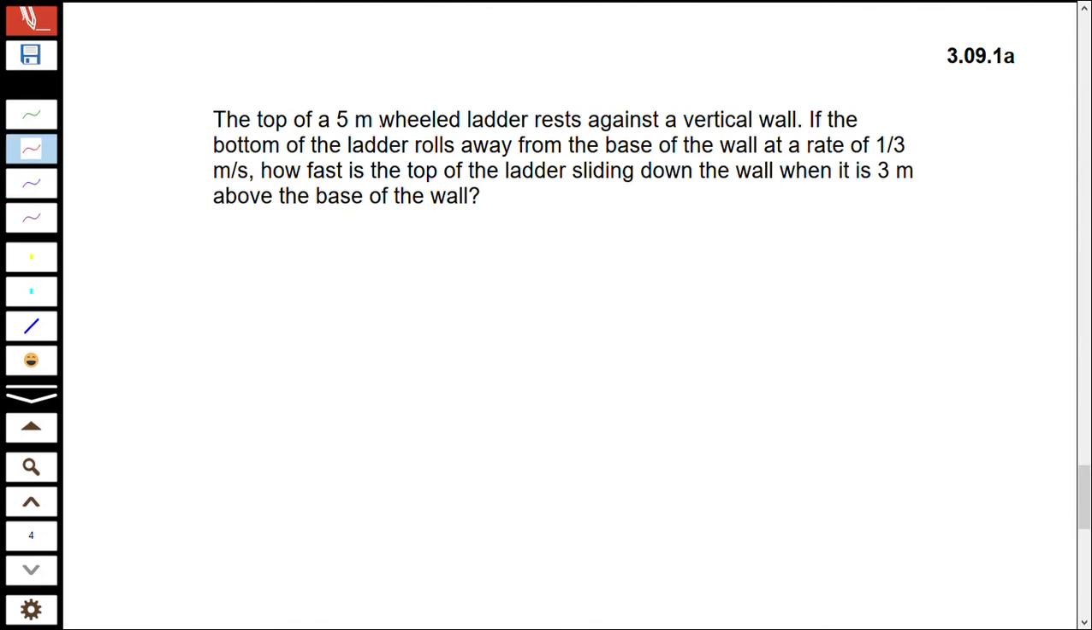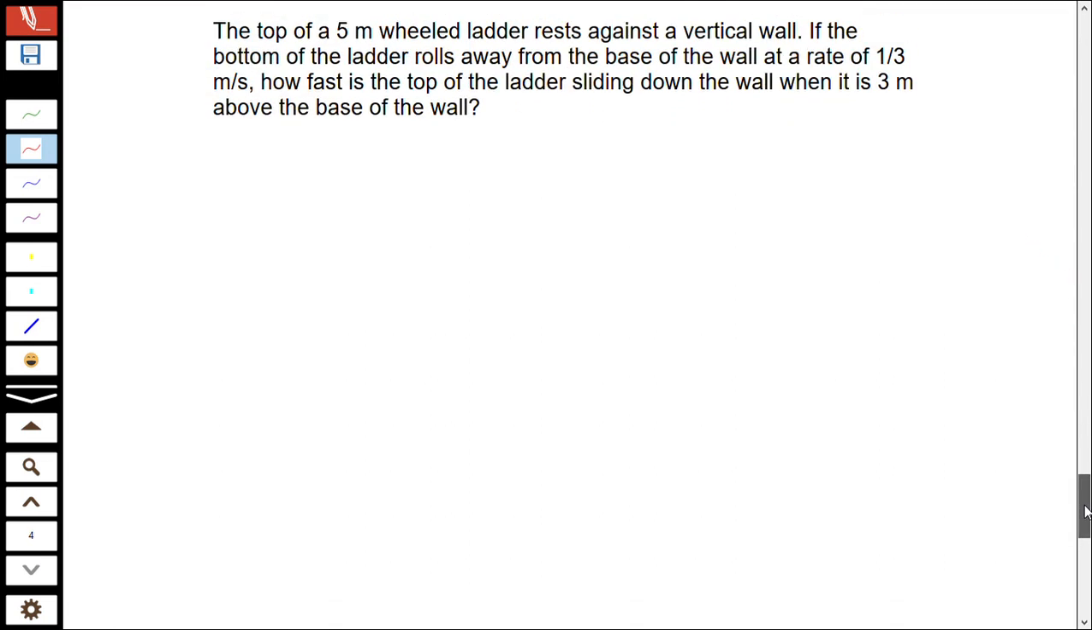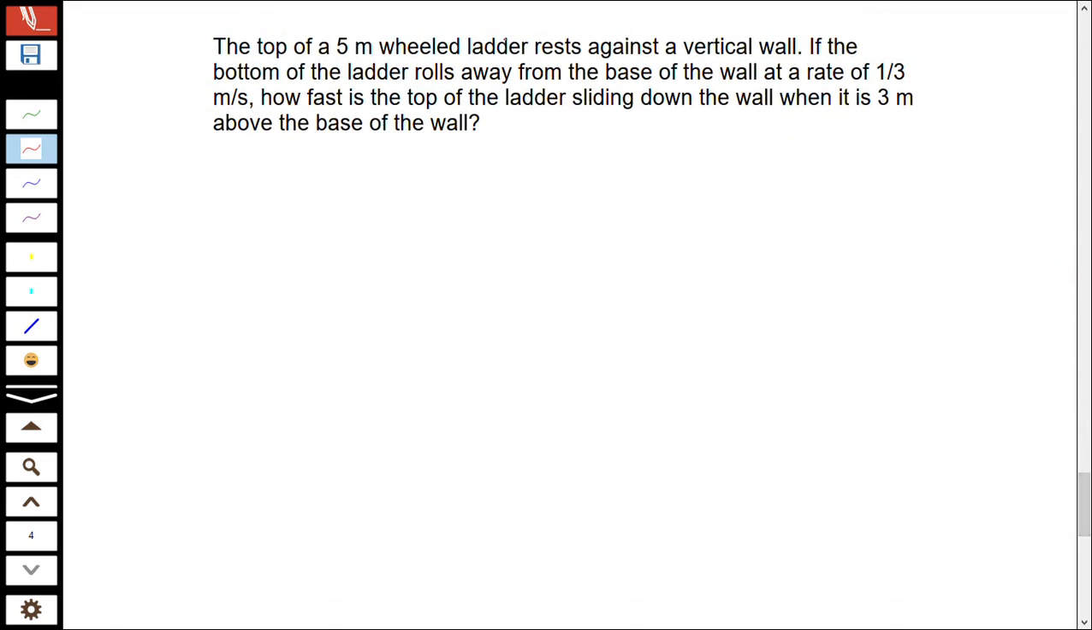So the top of a ladder rests against a vertical wall. If the bottom of the ladder rolls away from the base of the wall, how fast is the top of the ladder sliding down? Okay, so let's just draw a picture of what's going on. We have a ladder that's sitting against the wall. So we have our wall, and it's sitting on the ground.